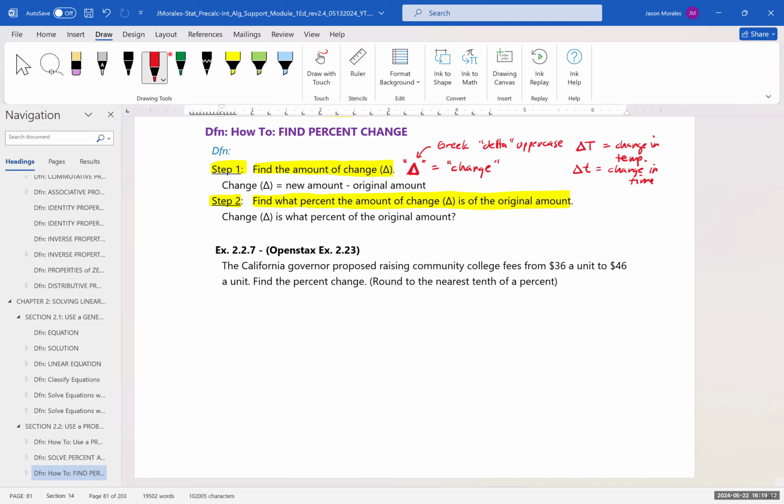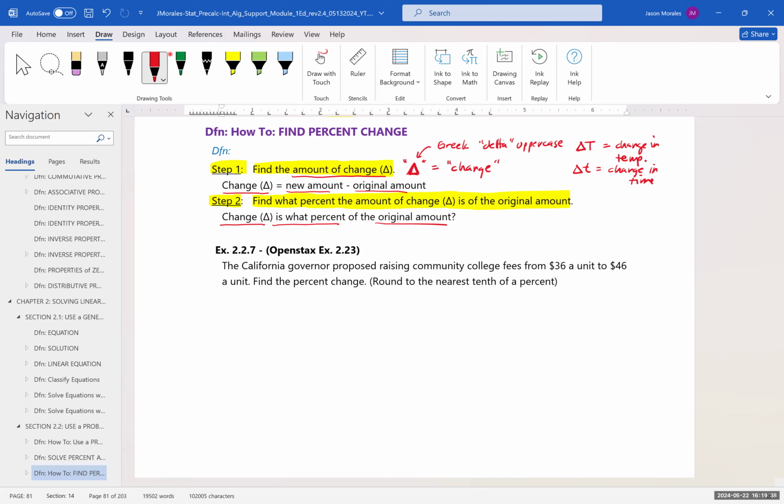All right, so in step one, how do you find the amount of change? The amount of change is equal to the new amount minus the original amount. And then in step two, the change is what percent of the original amount. So we're going to be using our methods for calculating percentages to help us out with step two.